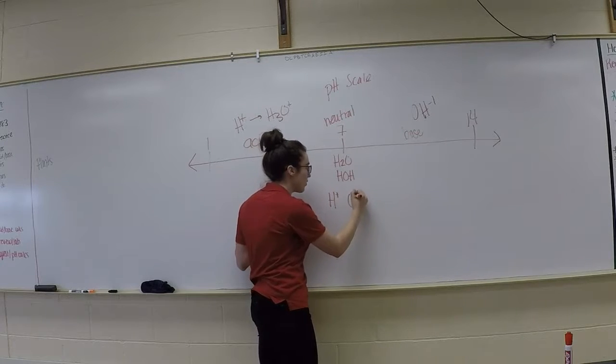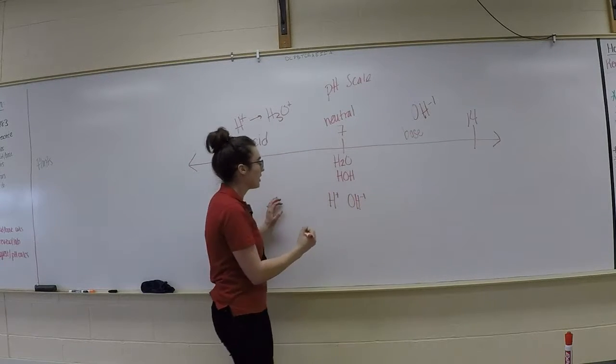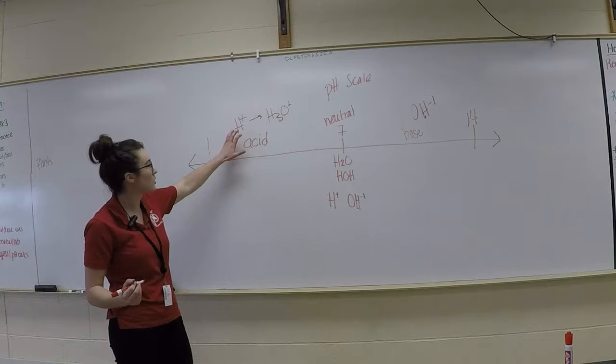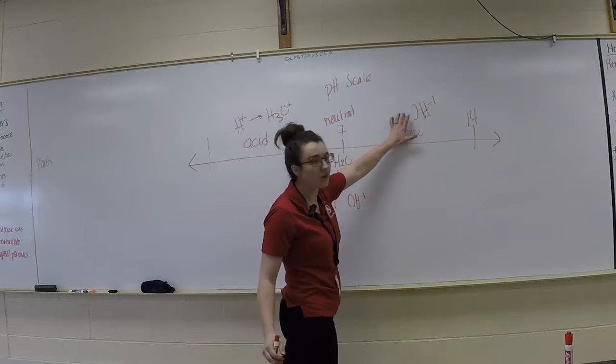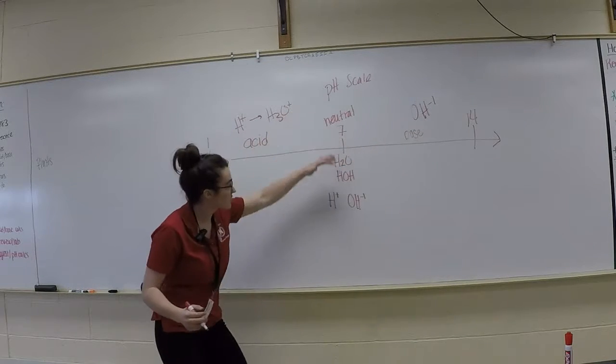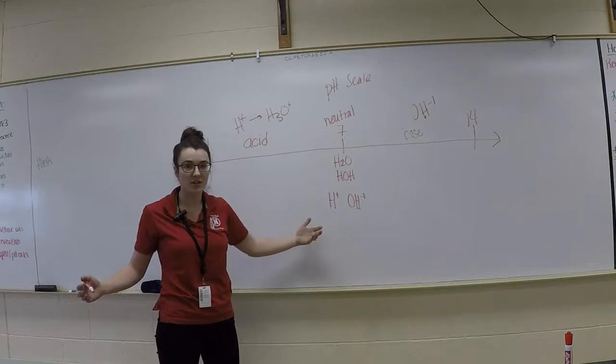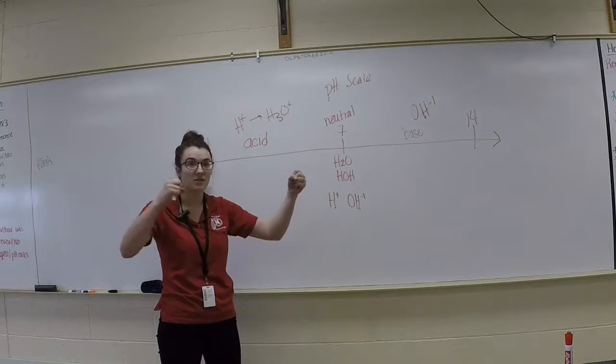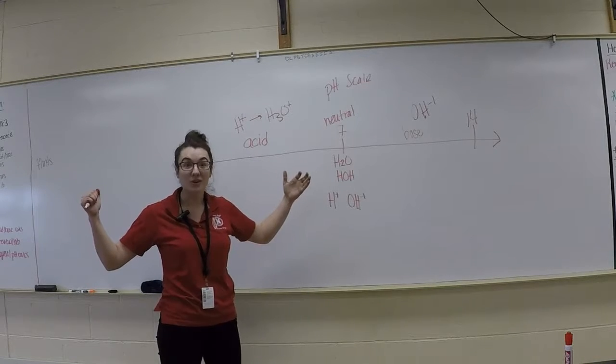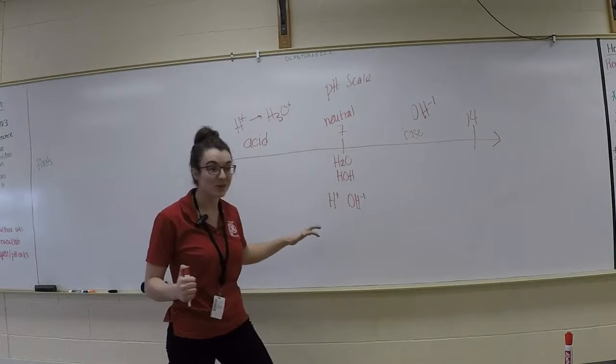H+ and OH. All right, wait. Acids have the H+, bases have the OH. What? If something's neutral, that means it has an equal amount of H+ and OH, because water, each time it breaks apart, there's one H+, there's one OH. How cool. All right. So there's a little background on it.